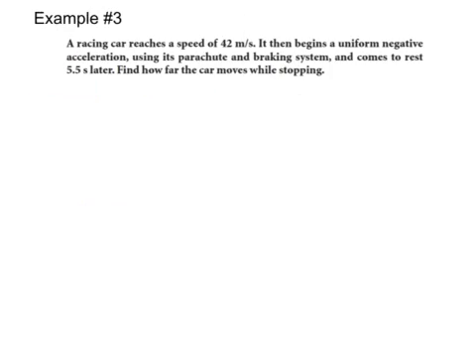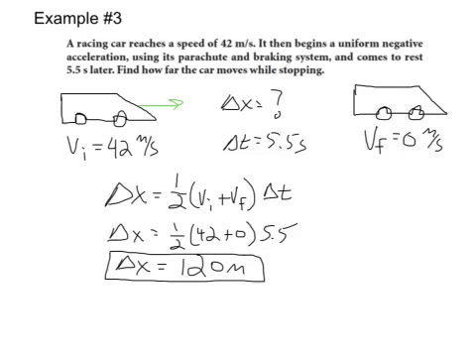So let's look at an example. A race car reaches a speed of 42 meters per second and begins uniform negative acceleration using its parachute and braking system, and comes to rest 5.5 seconds later. We want to find how far the car moves while stopping. So we begin looking at this car's motion from where it's going 42 meters per second. It ends at 0 meters per second. It takes 5.5 seconds to get there. We want to know how far it goes. So using this equation right here, we substitute in those values, and we get 120 meters.